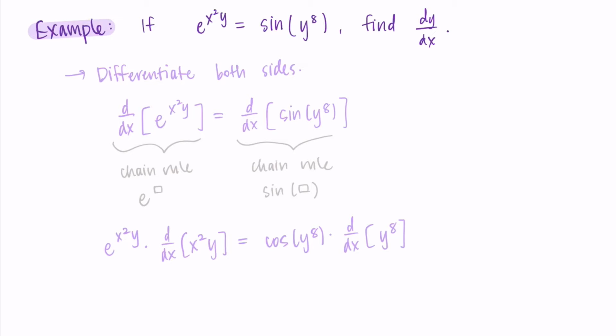If chain rule is something you're still a little hesitant about, I suggest that you really focus on what the inside and the outside functions are, and maybe take a second to write those down. The outside functions are e to the something and sine of something, and the inside functions are the x squared y and the y to the eighth. That might help you out. Then I just have some more work to do to solve this. I still have some more derivatives to take.